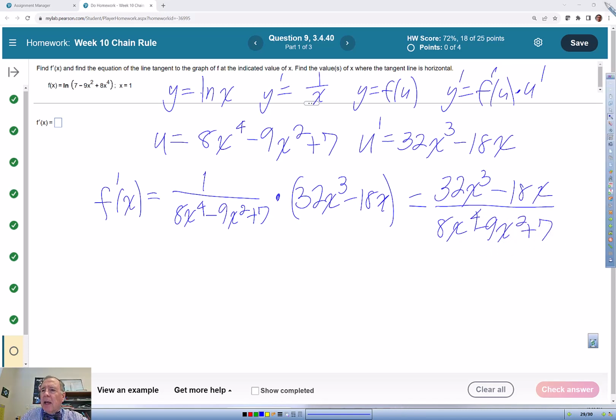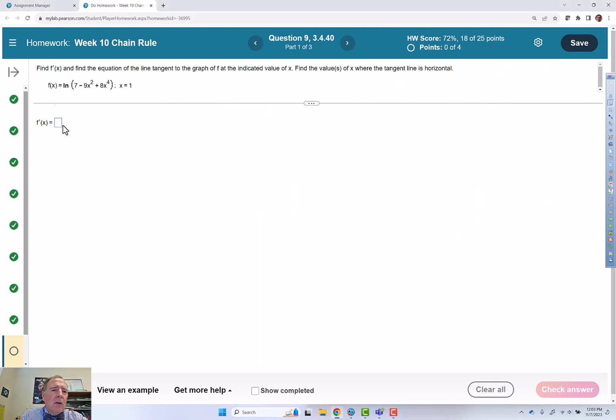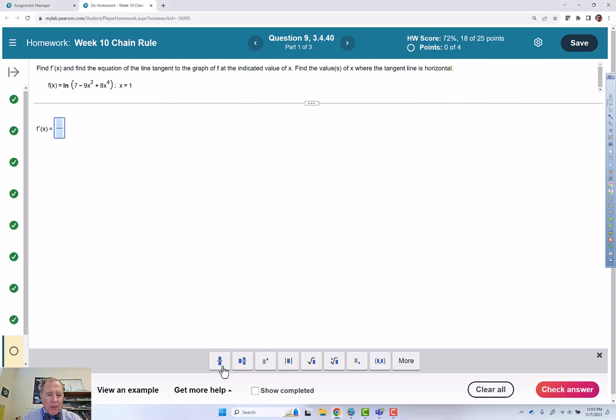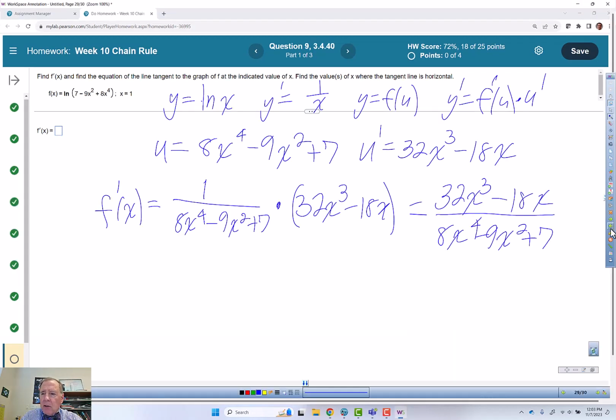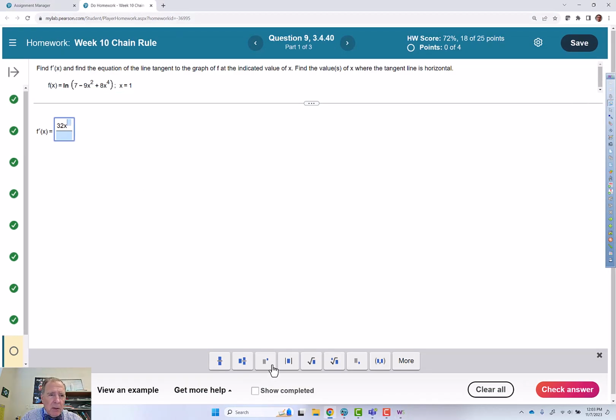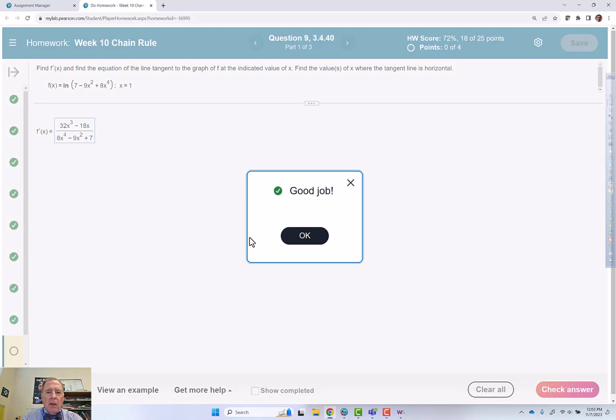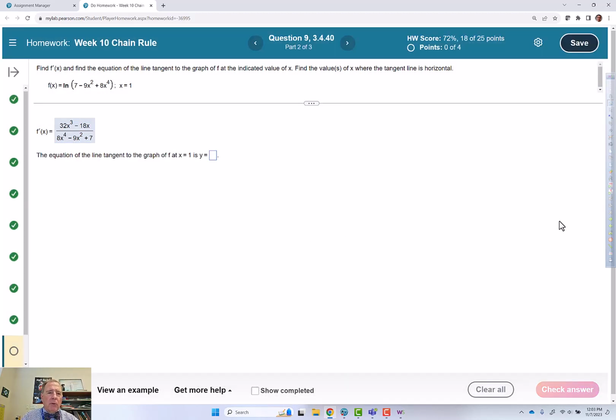So we'll go put that in a fraction, 32x cubed minus 18x over 8x to the 4th minus 9x squared plus 7. Good job. So we'll do OK.